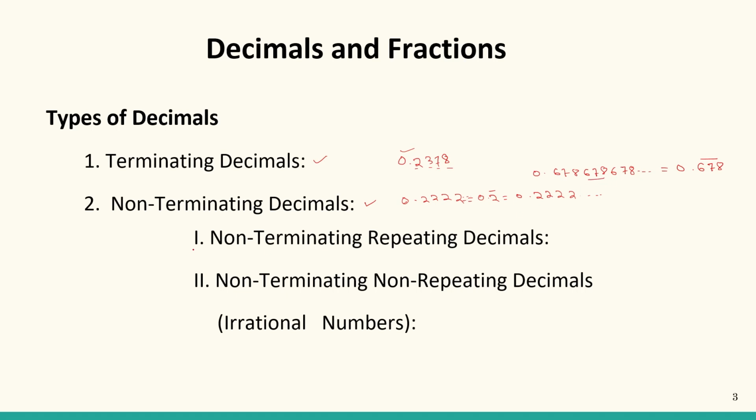And non-terminating decimals were further divided into two categories: non-terminating repeating decimals and non-terminating non-repeating decimals. For the second category, non-terminating non-repeating decimals, we got the examples of pi and e. These are also called irrational numbers. And for non-terminating repeating decimals, this example is appropriate.